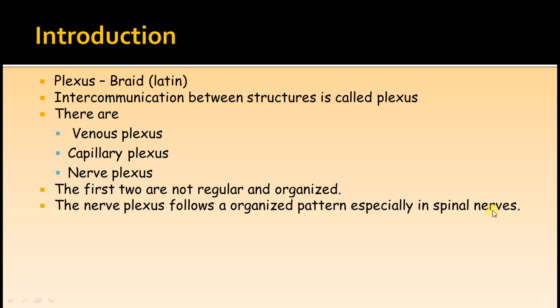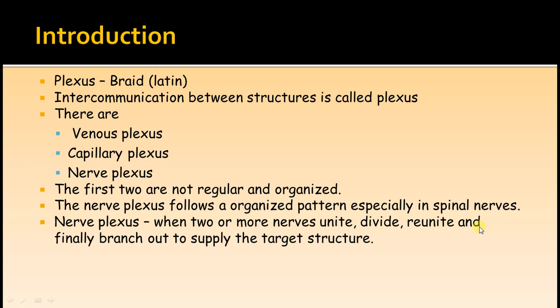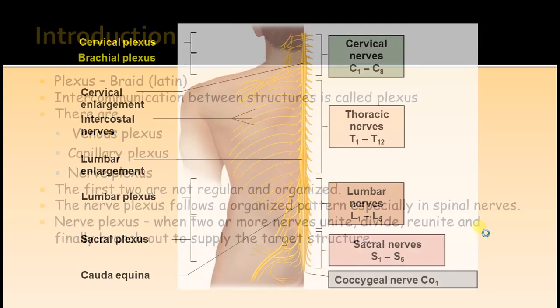You also have the parasympathetic plexus, which is again found near the viscera which it is going to innervate. Even that is very difficult to understand. Only theoretically you can appreciate, but practically you cannot appreciate the sympathetic plexus or the parasympathetic plexus. Now this nerve plexus of the spinal nerves forms a uniform pattern, which means two or more nerves unite, then afterwards they divide, they reunite, and ultimately they give branches which go and supply the target structures.